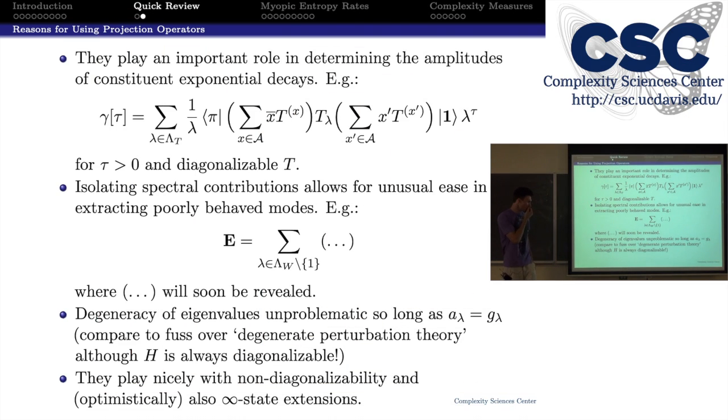One last thing. Well, second to last thing maybe, but I find this pretty interesting: the degeneracy of eigenvalues is a big deal, especially in quantum mechanics, if you have degenerate energies or not. And in quantum mechanics, your Hamiltonian is always diagonalizable. So why do we need to worry about that? There's actually an interesting opportunity: if you redid perturbation theory with projection operators, you don't have to distinguish between degenerate and non-degenerate eigenvalues. They don't give you any trouble. The same thing is true with our work here. We don't have to worry about it. So that's nice. And they play nicely with non-diagonalizability, and I think they're going to be pretty good when we go to infinite state stuff.